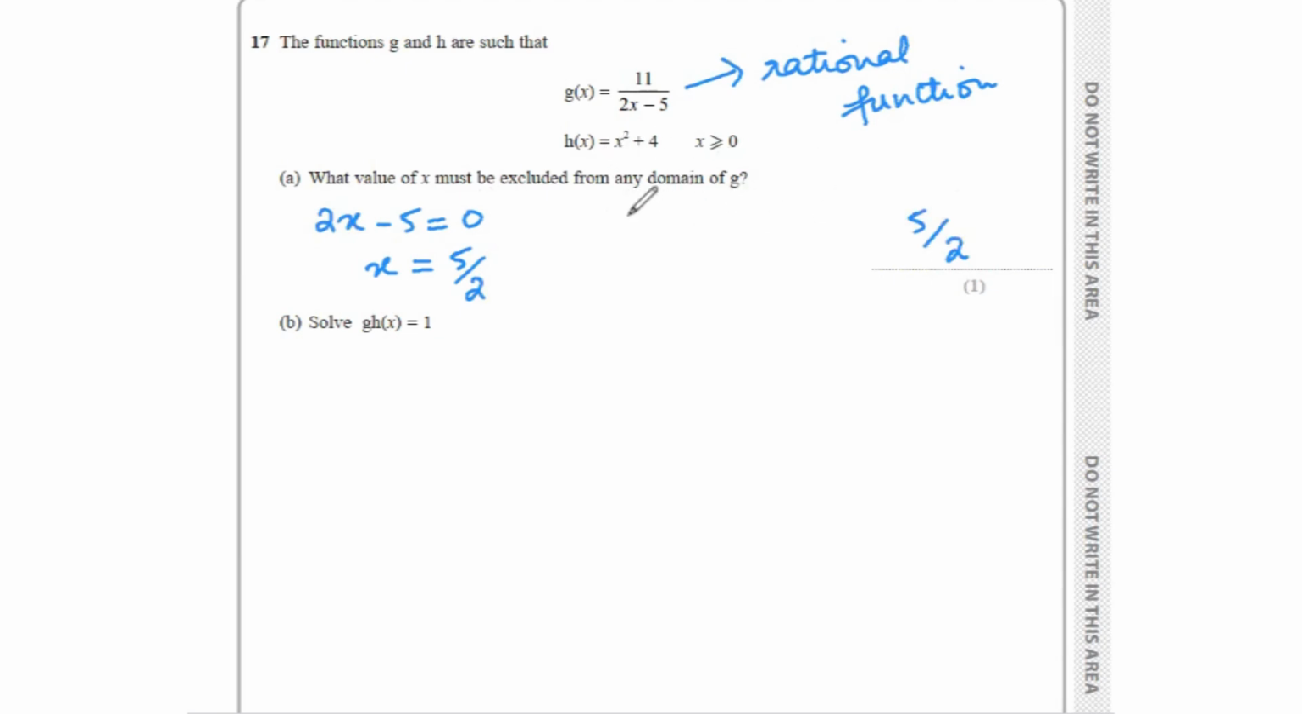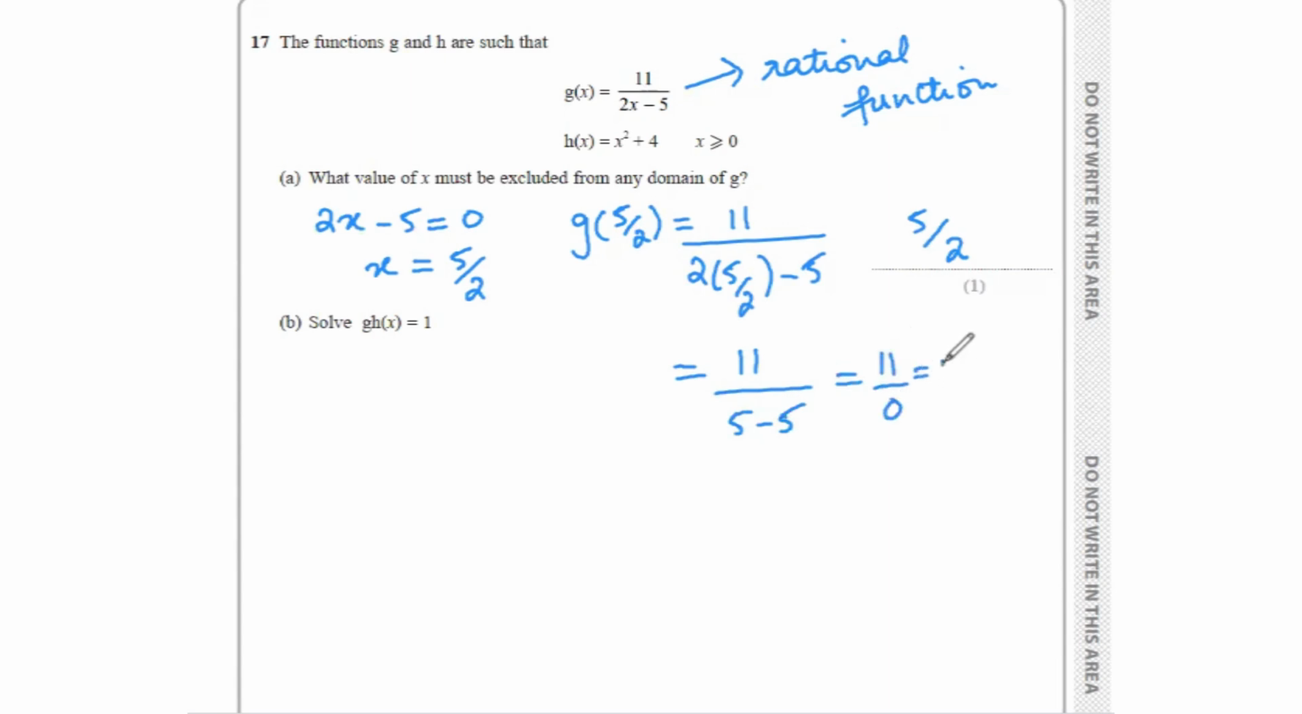Why? Because if we substitute 5 over 2 in the function, we can see that we get 11 over 5 minus 5, which is 11 over 0, and that's undefined. Whenever we divide anything by 0, that thing is going to be undefined. Hence, x equals 5 over 2 is the value at which the function does not exist, because it's undefined there.